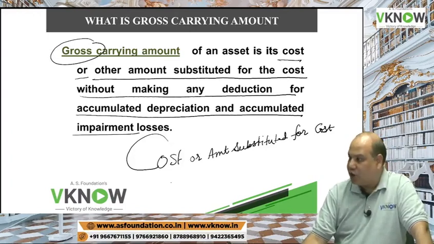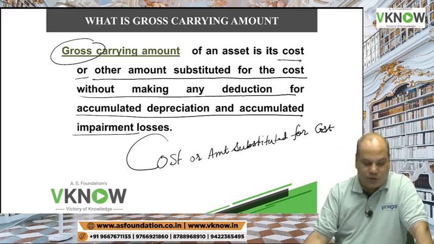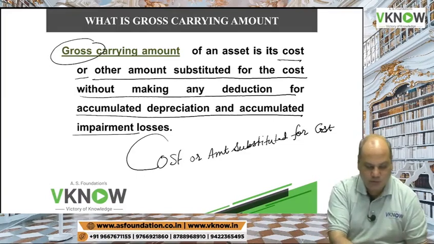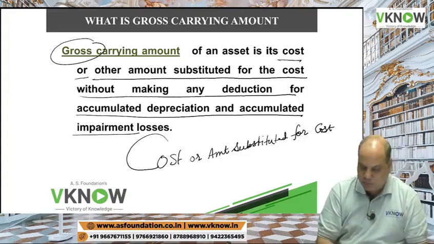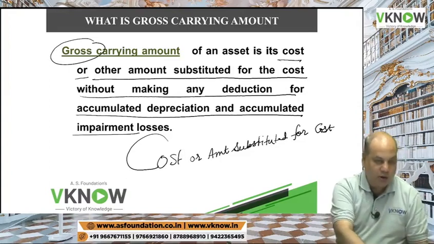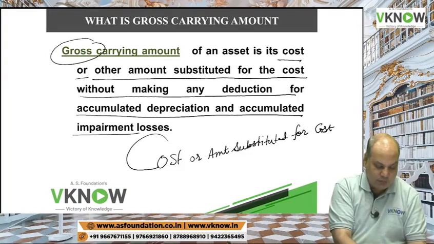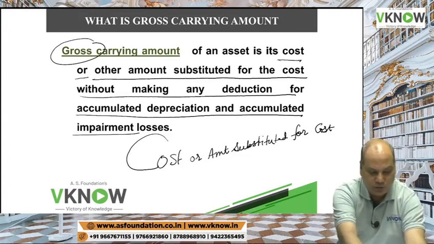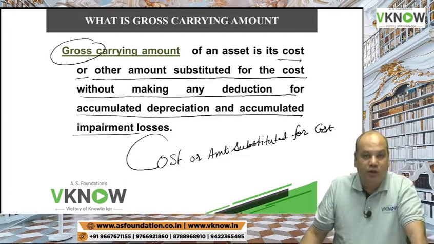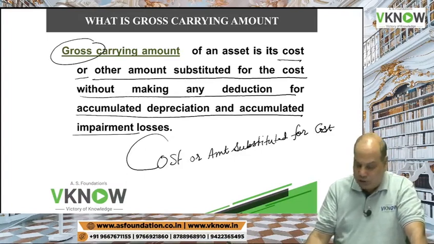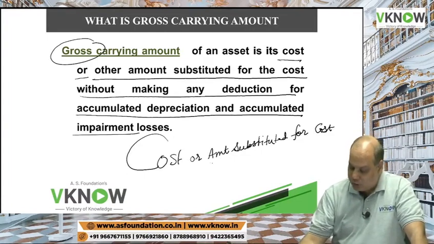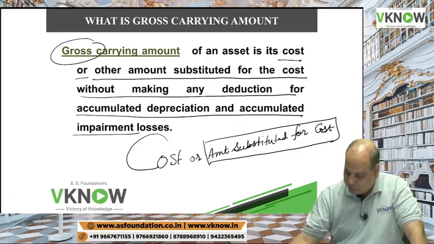But before deducting depreciation and before deducting impairment loss. If you deduct depreciation and impairment loss, then we will call it carrying amount, net carrying amount. If you do not deduct depreciation and impairment, then we will call it gross carrying amount. That is the difference.